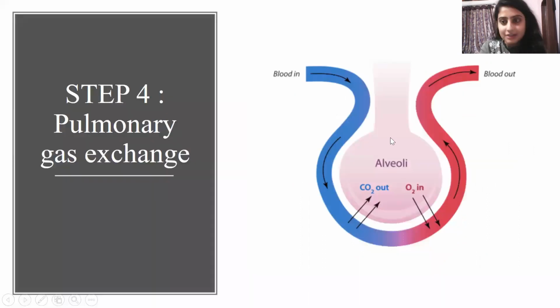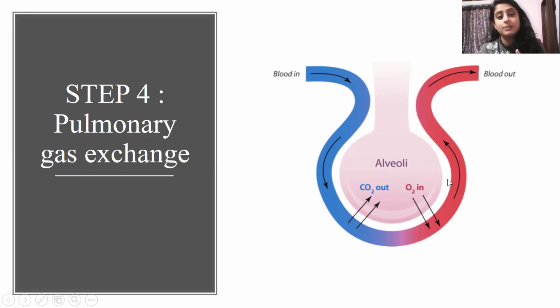So when you go to the lungs, you know that alveoli are present there, and because of the air from the outside, the oxygen pressure is more as compared to CO2. So what happens is the blood releases the CO2 to the alveoli and takes the oxygen. Because of the oxygen, the blood becomes oxygenated. You can also see the color changing from blue to red to see how the blood is becoming oxygenated.